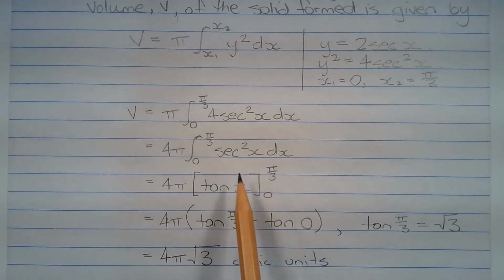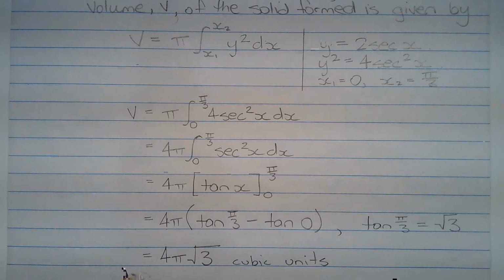Applying the limits of integration, the volume equals 4 pi times (tan pi over 3 minus tan 0). And recall that tan pi over 3 is an exact ratio, and that equals the square root of 3. Therefore, the volume is equal to 4 pi root 3 cubic units.